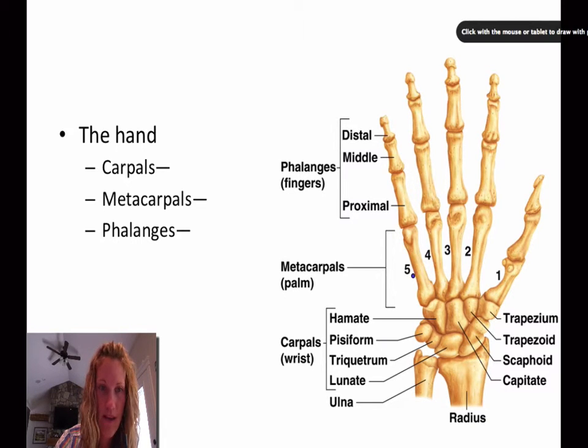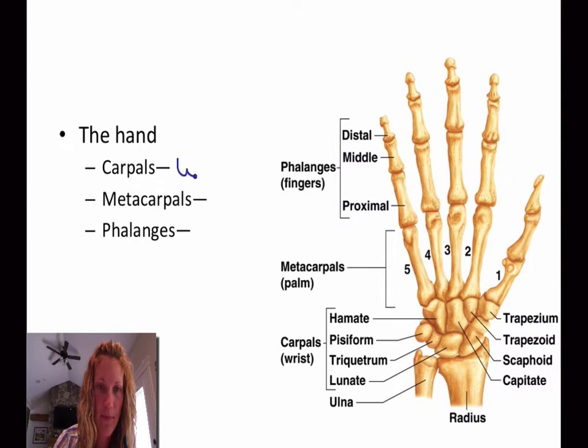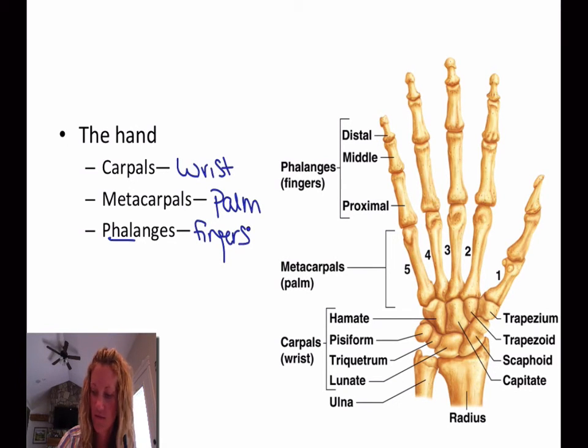Okay, then we get into the hand. So we have the carpals, which make up the wrist, the metacarpals, which make up the palm, and then the phalanges, which make up the fingers. And we're going to go ahead and stop there. The next video is going to cover each of the other parts of the appendicular skeleton.